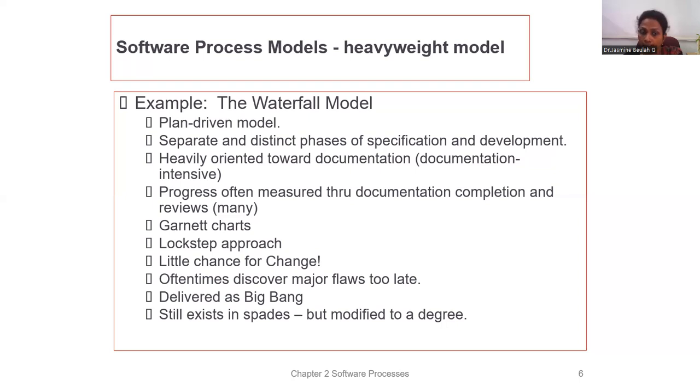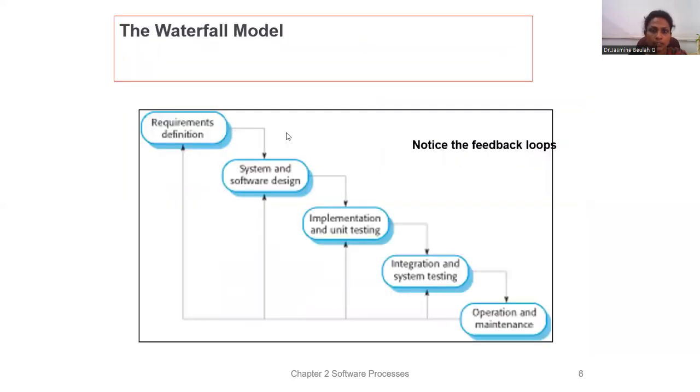We also have Gantt charts. It follows a lockstep approach and there is little chance for change, because at each and every stage, the stage will be locked. Oftentimes they discover the major flaws too late. At the end only, you will be able to discover it, and it is delivered as a Big Bang. It still exists in spades, but modified. It's modified to a degree. So this is the waterfall model.